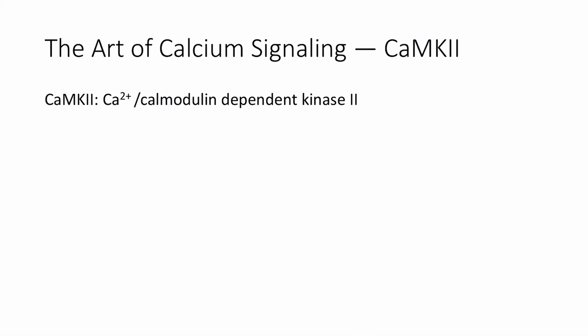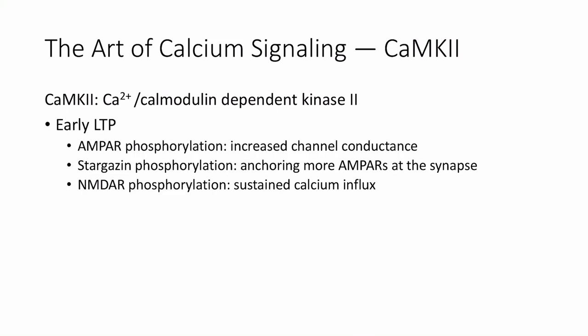Okay, now let's look at what would happen during the early phase of LTP. First of all, phosphorylation of AMPA receptors. CaM kinase directly phosphorylates AMPA receptors at various sites, increasing their surface expression and channel conductance. This translates to a stronger signal transmission at the synapse.